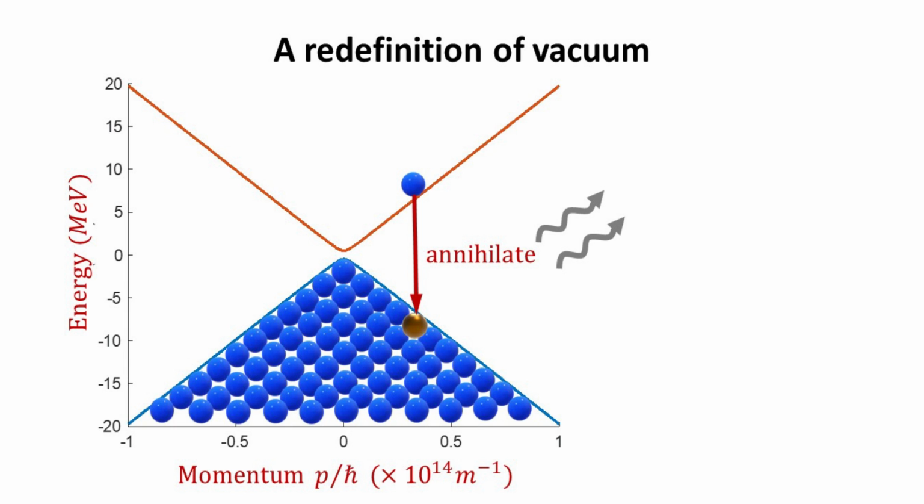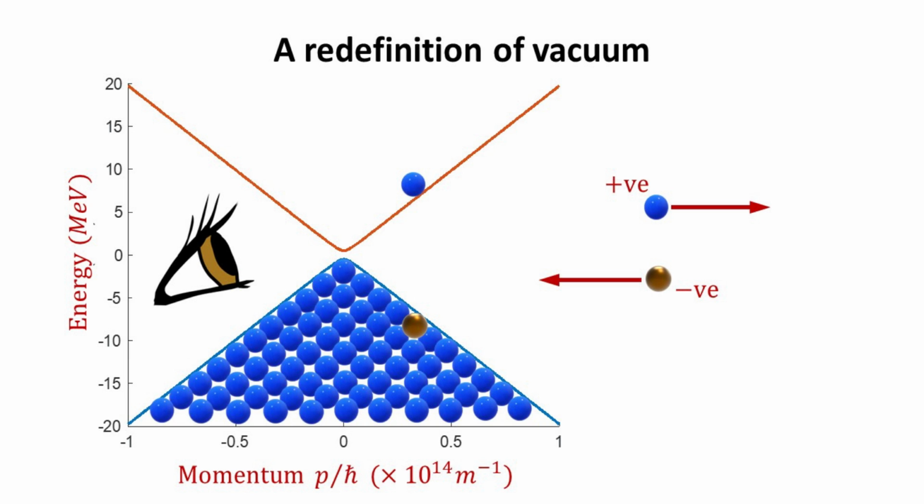and emit high-energy radiation. Thus, what we can observe are only any departures from the vacuum state, which are electrons in positive energy and holes in negative energy states. Electrons and holes have opposite charges and group velocities, allowing them to be distinguished in experiments.